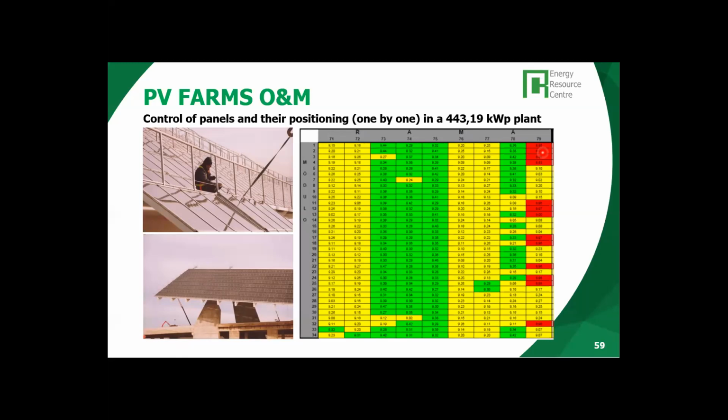But if these 14 panels are put anywhere, then 18% of the PV power plant will generate 5% less energy. Okay.